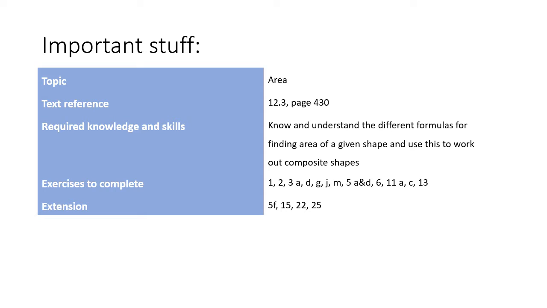Each video will have a page like this at the start where we detail where you can find information in the textbook. Our topic is area, which in the text is chapter 12 part 3 on page 430. The required knowledge and skills are to know and understand the different formulae for finding the area of a given shape and use this to work out composite shapes. Then we'll have some exercises you can complete, including some extension stuff. If you have any concerns or problems, you should email your maths teacher as your first point of contact.